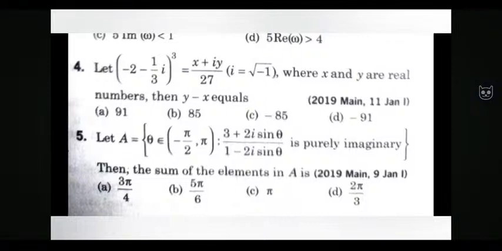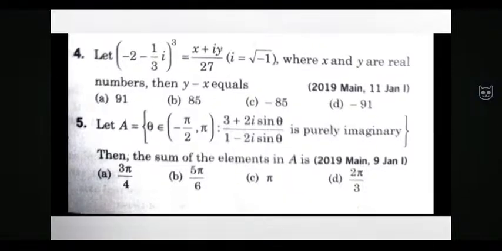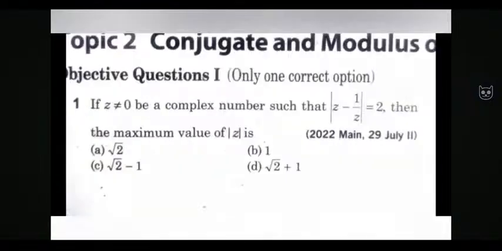Next, fifth question: let A be the set of theta belongs to (minus pi by 2, pi) such that (3 plus 2i sin theta) by (1 minus 2i sin theta) is purely imaginary. Then the sum of the elements in A is. Check the options. Next question.